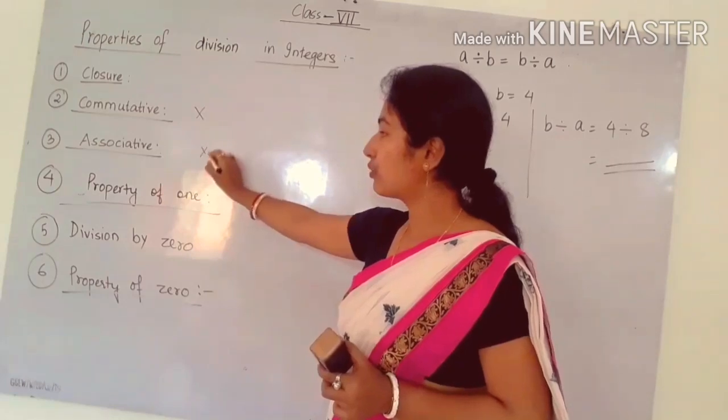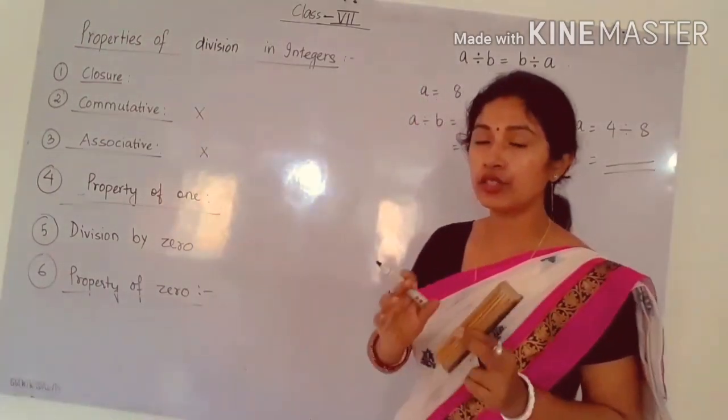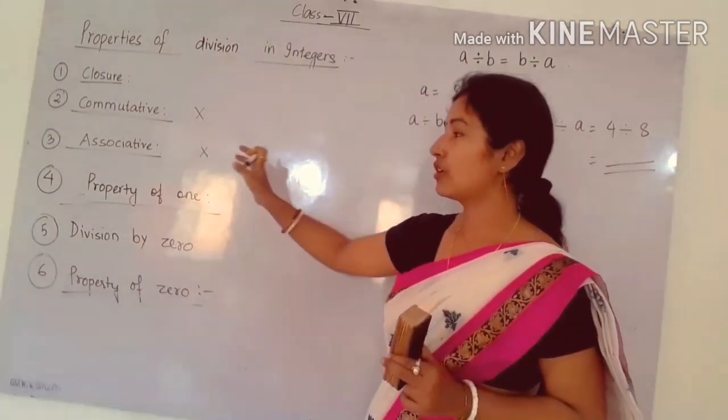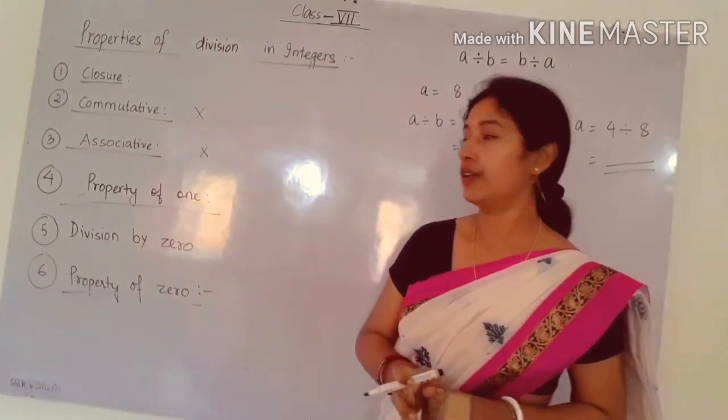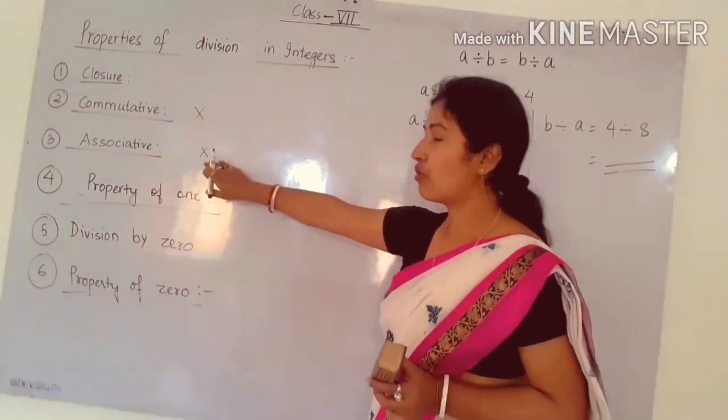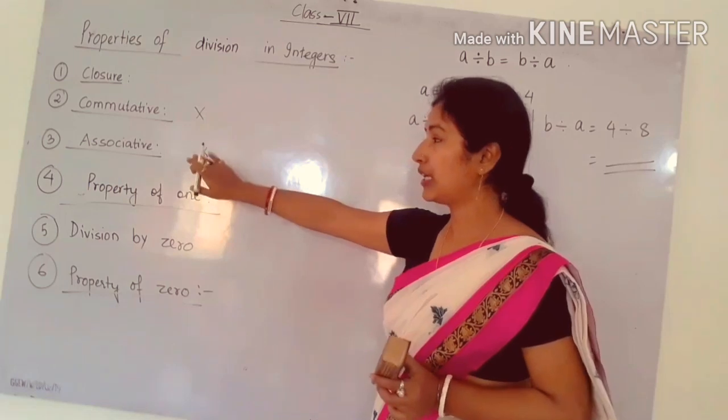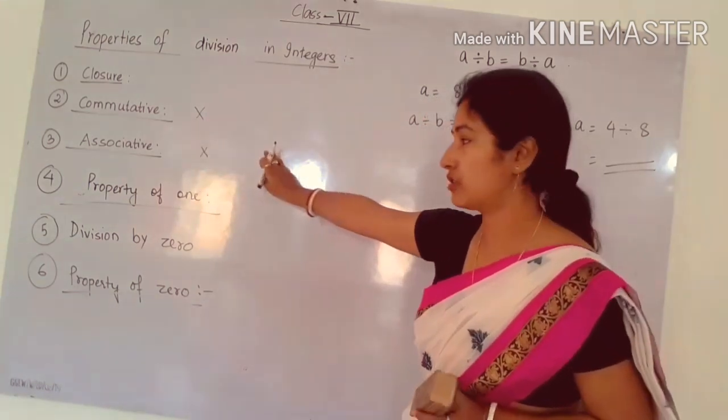Similarly, you can see by taking three integers that the associative property is also not satisfied. So number 3 is homework. Please try to do it by taking any 3 different integers.